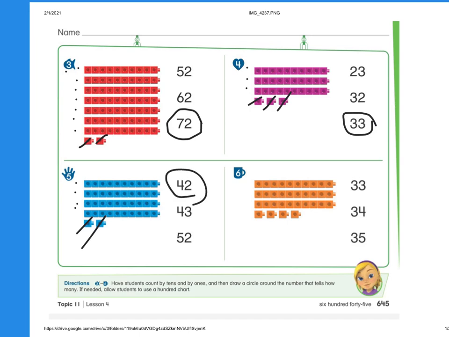Go to number 6 with the orange cubes. Same strategy. Count by tens. 10, 20, 30. So we're at 30. Now we're going to count by ones. 31, 32, 33, 34. Circle that. 3 and a 4. Great work.